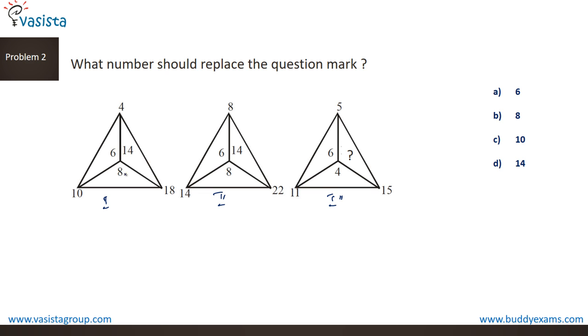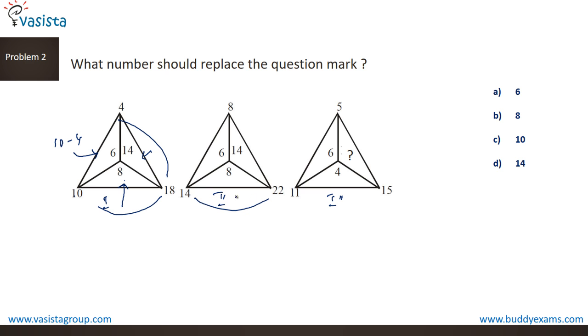Now let us check out here. So we got 6 here, 8, 14. Now how to get 6? By observing this figure, we can easily identify that 10 minus 4 is equal to 6, right? Similarly, 18 minus 10 is equal to 8 and 18 minus 4 is equal to 14. The same method I am going to adopt here.